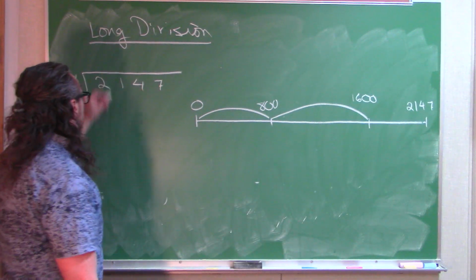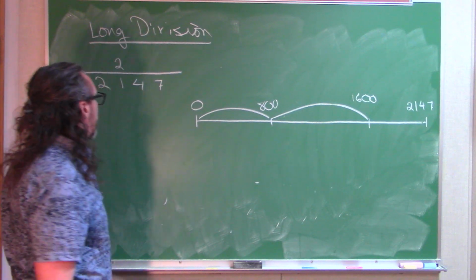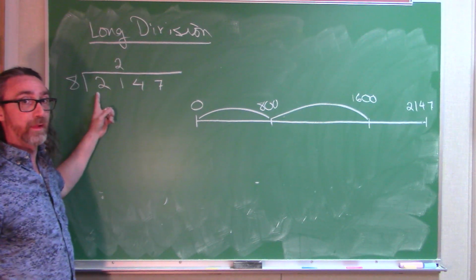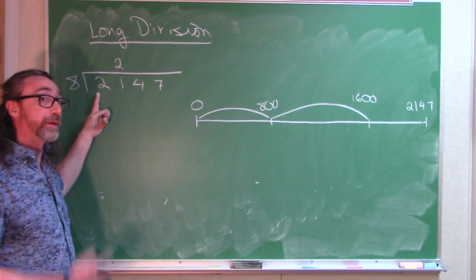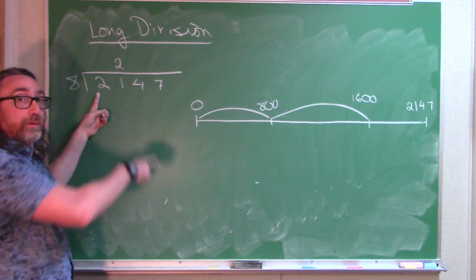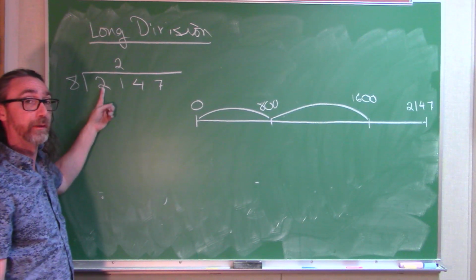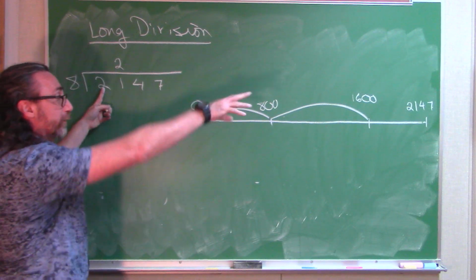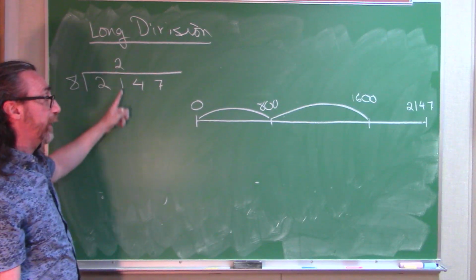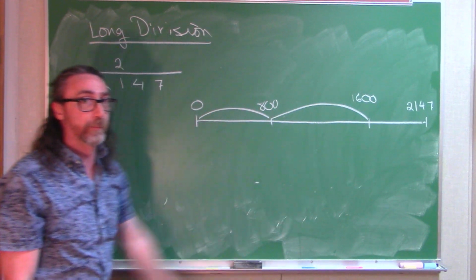Okay, I'm going to put that right here. This is in the hundreds place, right? Thousands place. This would be talking about jumps of 8,000. Okay, why is it 8,000? Well, because my divisor is 8. Okay, we don't want any jumps of 8,000, that goes too far. Jumps of 800, we can do 2 of them.